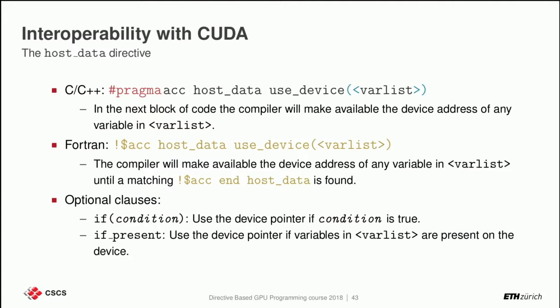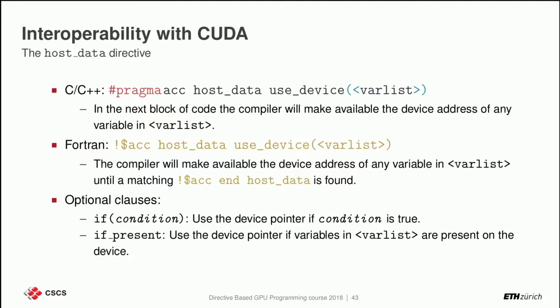And similarly here, since it's a block of code, you need to put end host data for Fortran code. It also has some optional clauses. I think these are additions of 2.6 of the latest standard. Am I right?